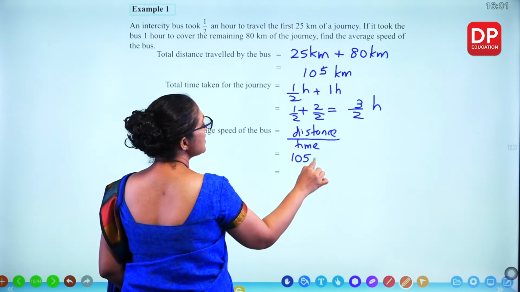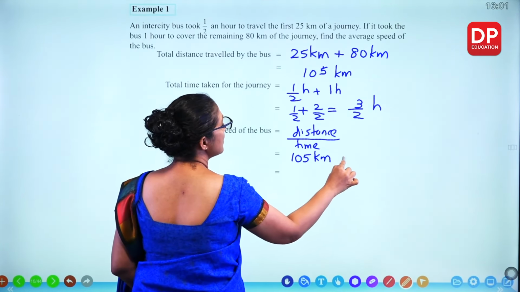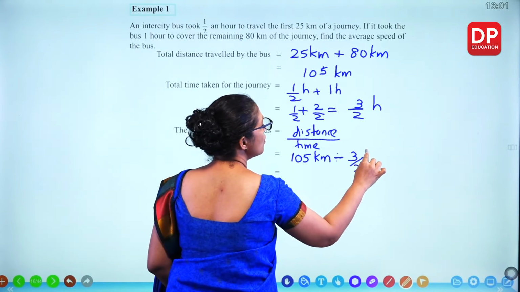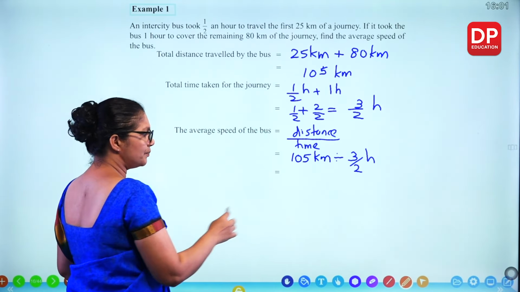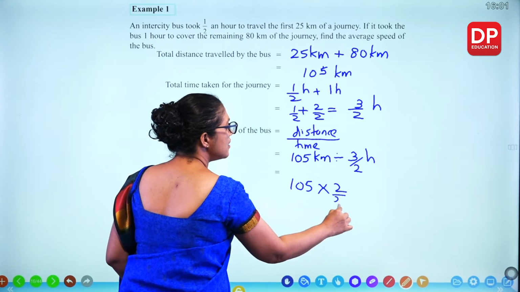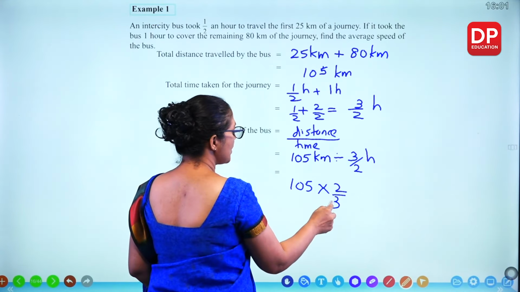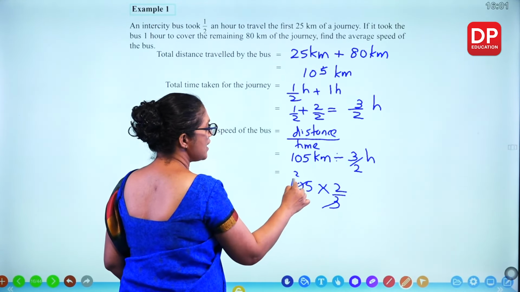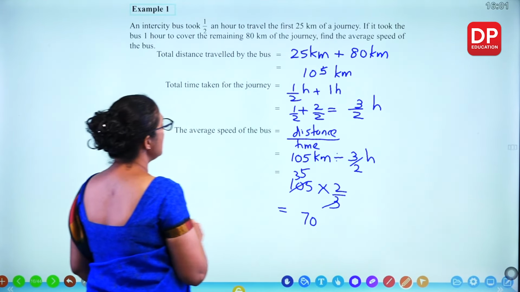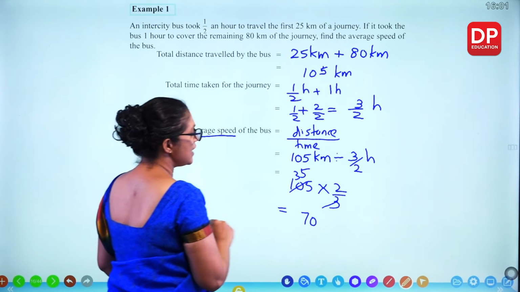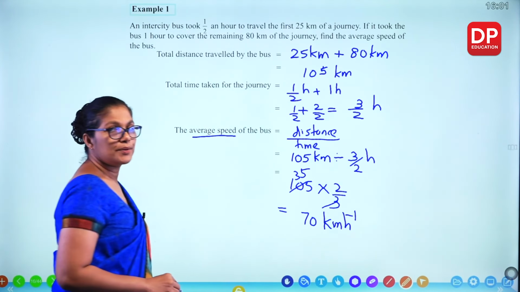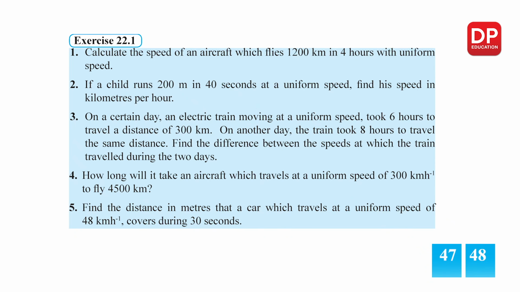105 kilometers and the time is 3 over 2 hours. So what we do? You take 105 multiplied by the reciprocal. So you get 3 times 3, 9 and 5. 35 times 2, 70, and this is about average speed. Kilometers per hour.